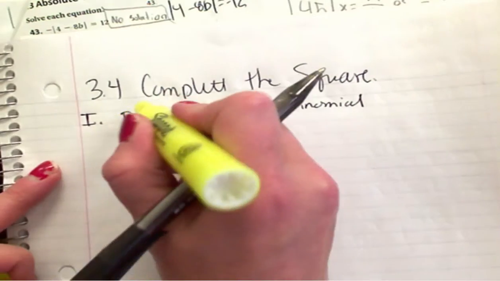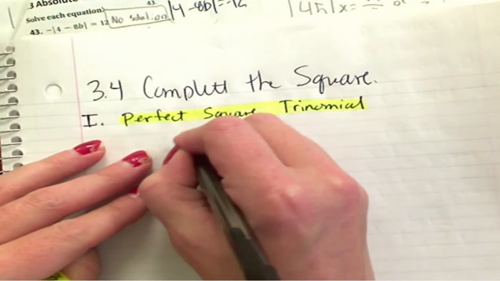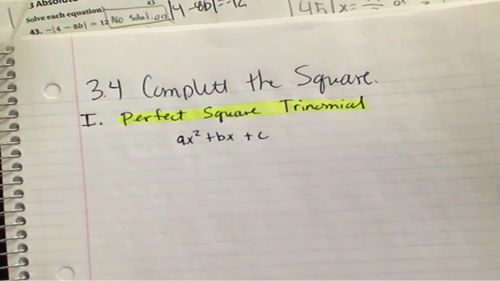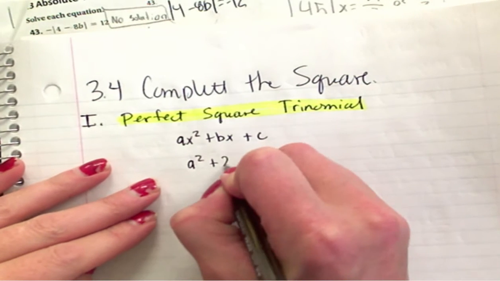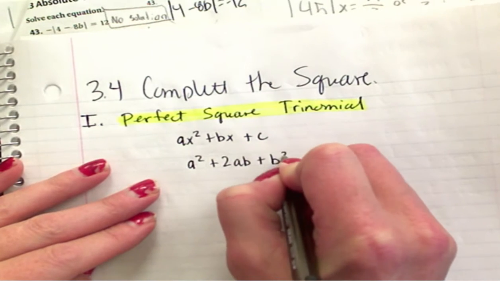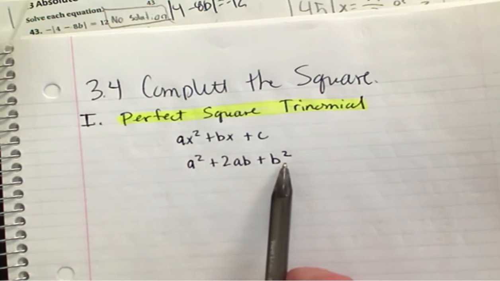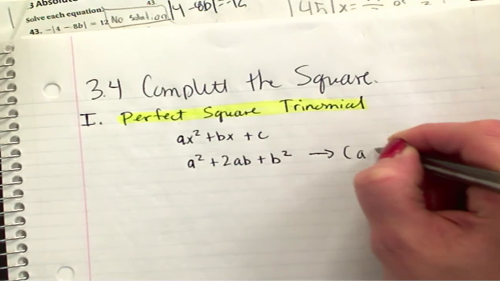Okay, vocab, perfect square trinomial. First, a trinomial is 3 terms. A perfect square trinomial is this. That is a perfect square trinomial. Notice the perfect squares. Okay? Perfect square here, perfect square here. It factors like this.